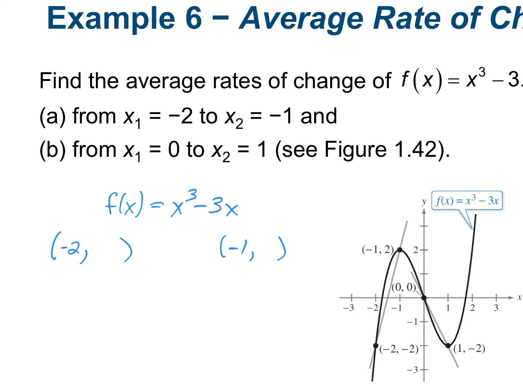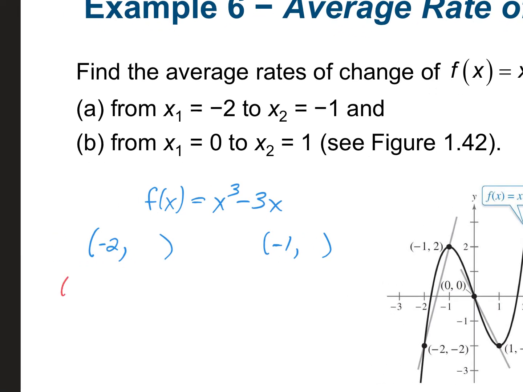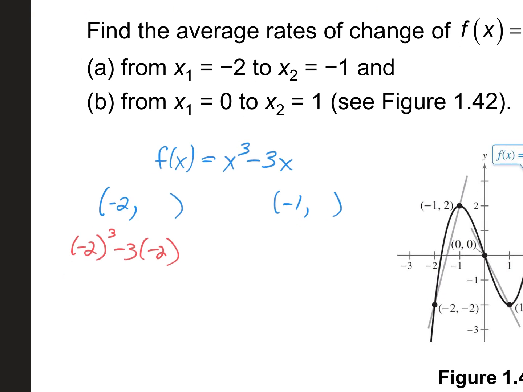So on the left-hand side here, I'm going to plug in -2. So -2 cubed minus 3 times -2. What is -2 cubed? -2 times -2 times -2 is -8. Then I have -3 times -2 would be +6, right? So I get -2. So when I plug in -2 for x, what do I get out for y? -2.